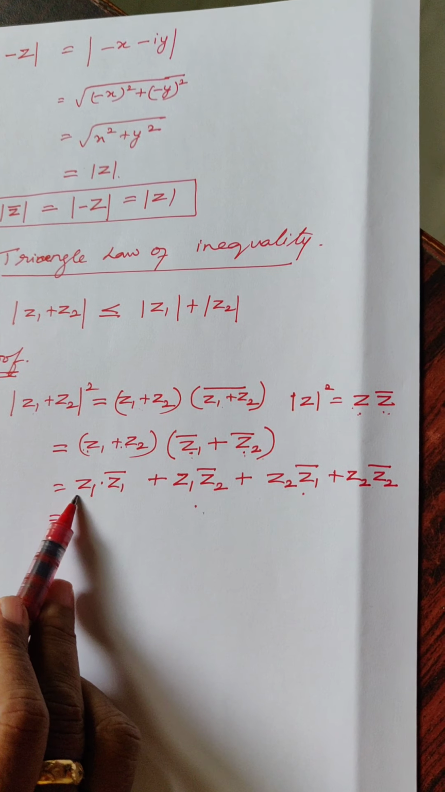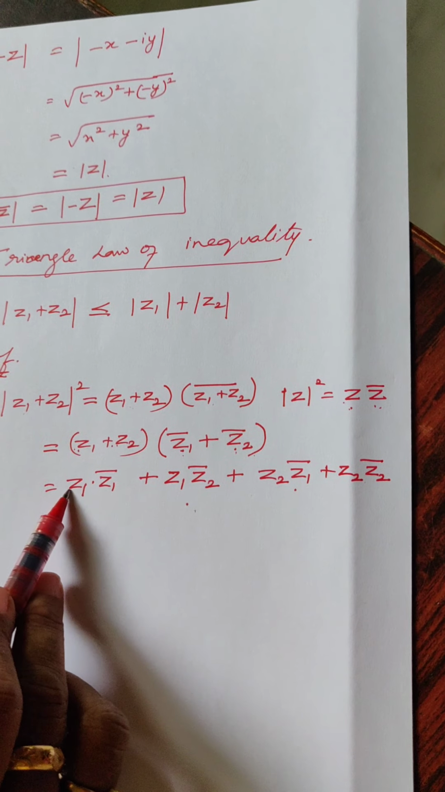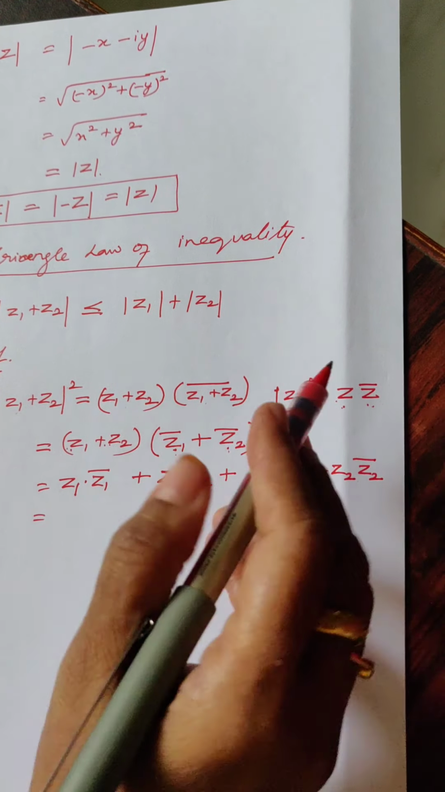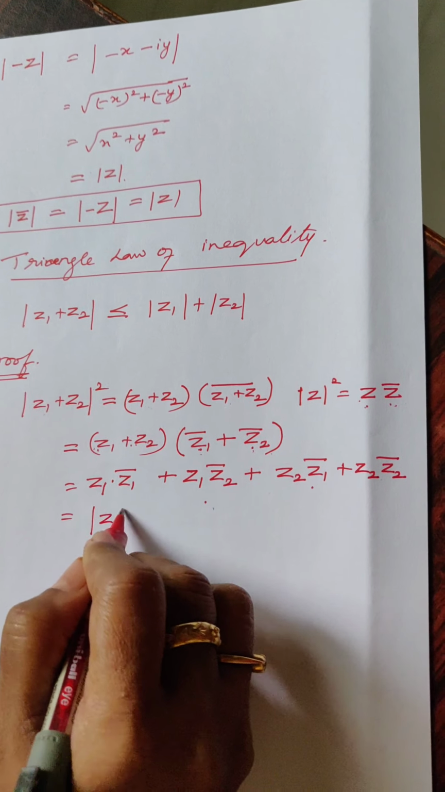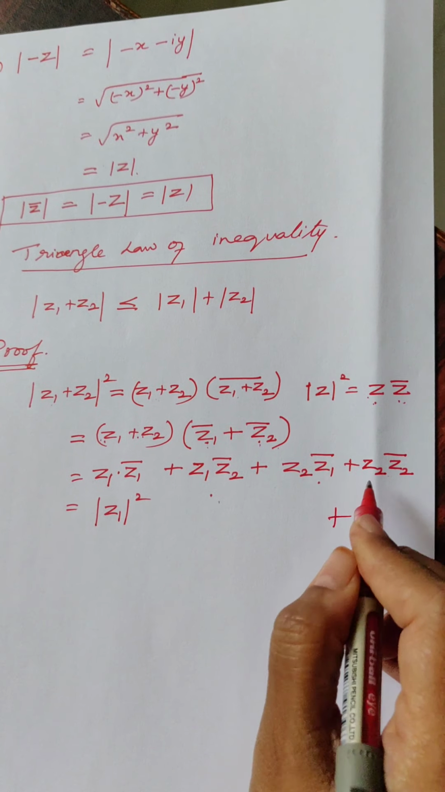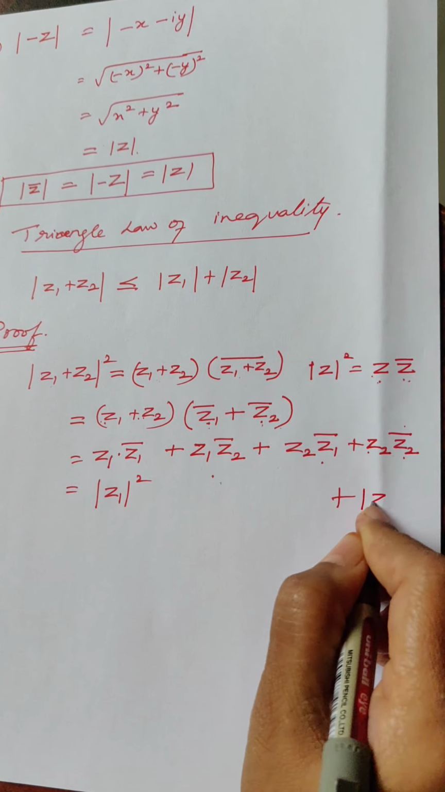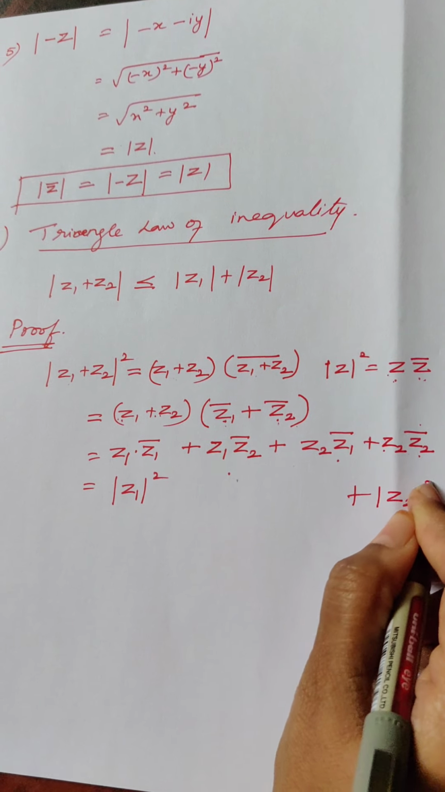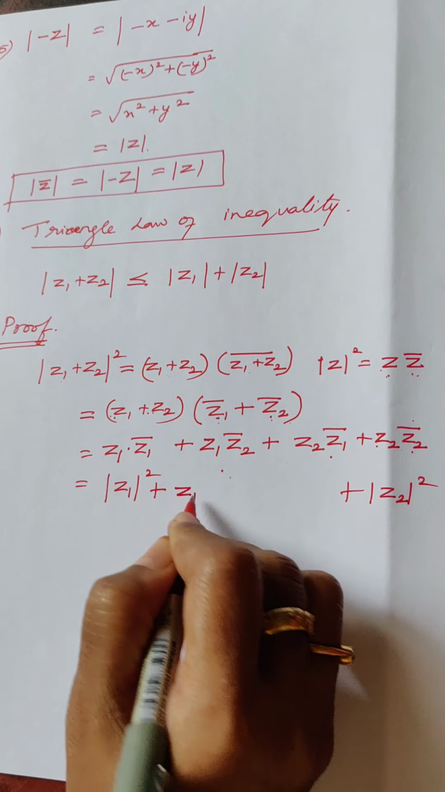See here, z1 and again z1 but its conjugate. A complex number with its conjugate gives the modulus of that complex number, z1 square. Is it clear now? Now coming to this part, z2, z2 bar. The same method gives modulus of z2 square. Is it clear? Plus, I am writing the second one as it is.